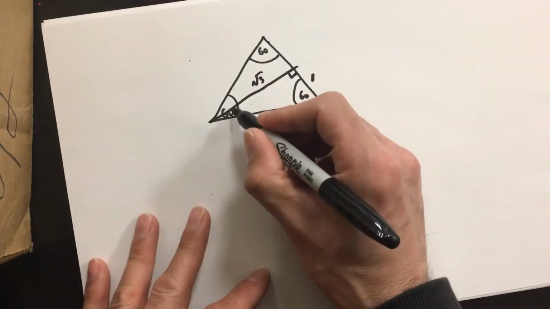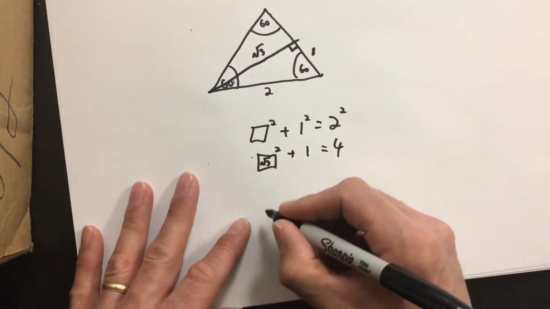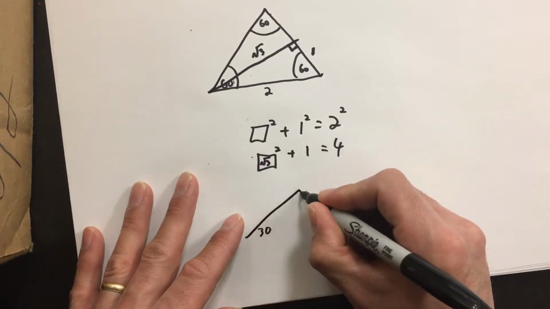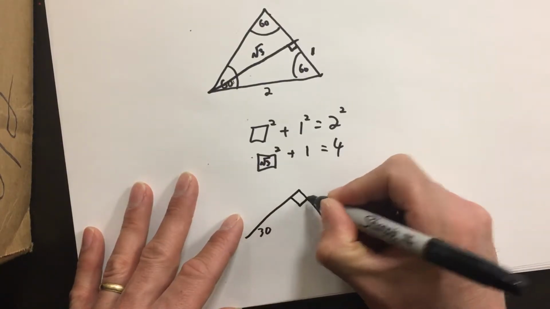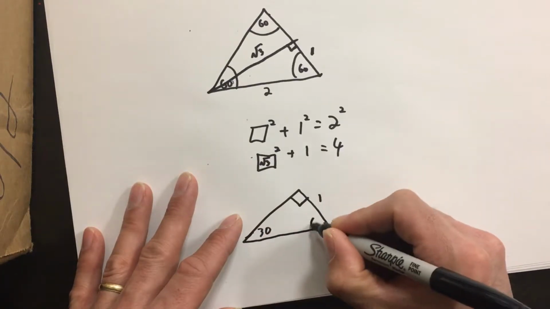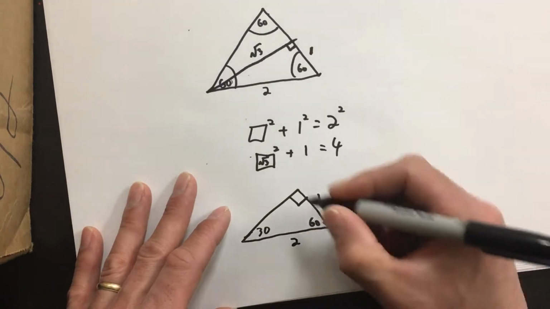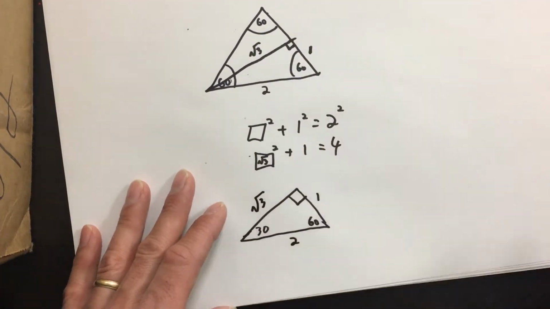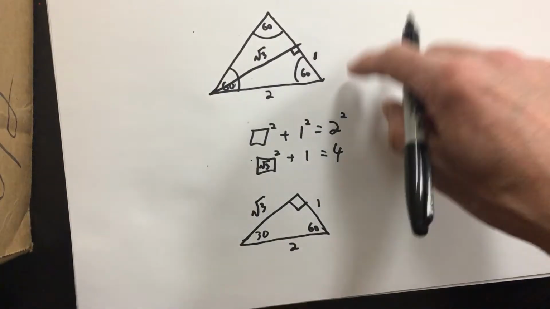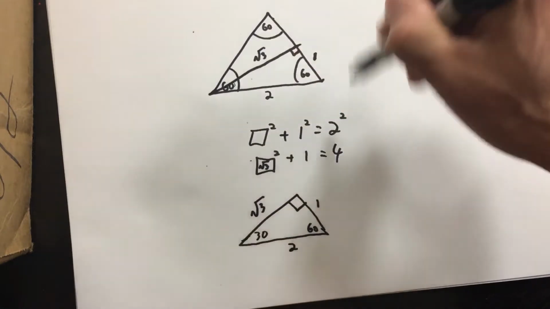Oh, and by the way, that was 60 degrees and we cut it in half. So in here, that's 30. So we've got this triangle where that's 30. This is a right angle. That's 1. That's 60, because this corner is this corner. That's 2. And that's root 3. So if you ever forget your special triangles, draw a square, draw an equilateral triangle, cut them with lines, and then reason it out.